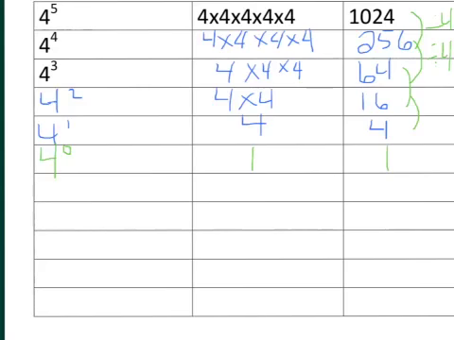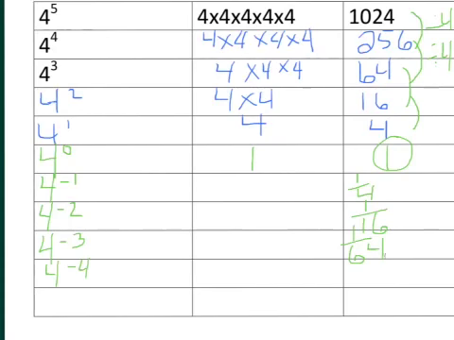And I continue the pattern, 4 to the negative first. I'm going to take this 1 over here and divide that by 4. I'm going to end up with 1/4. So 4 to the negative second is 1/4 divided by 4, or 1/16. 4 to the negative third would be a fourth of that, or 1/64. 4 to the negative fourth would be 1 over 256. And 4 to the negative fifth is 1 over 1024.